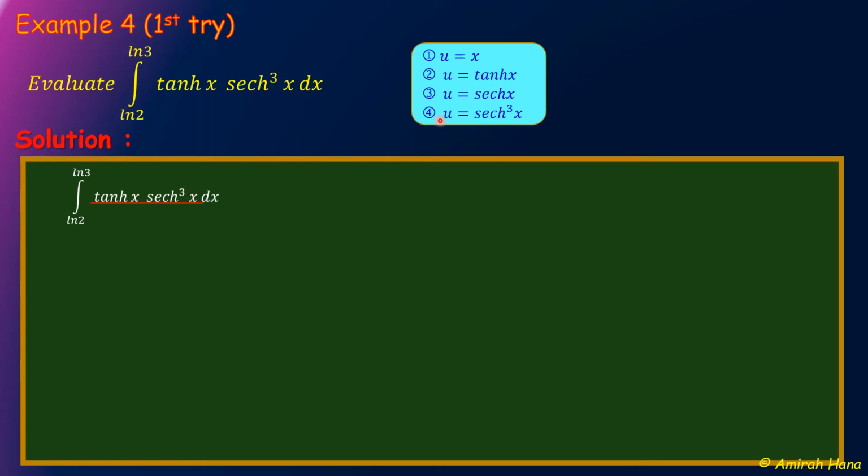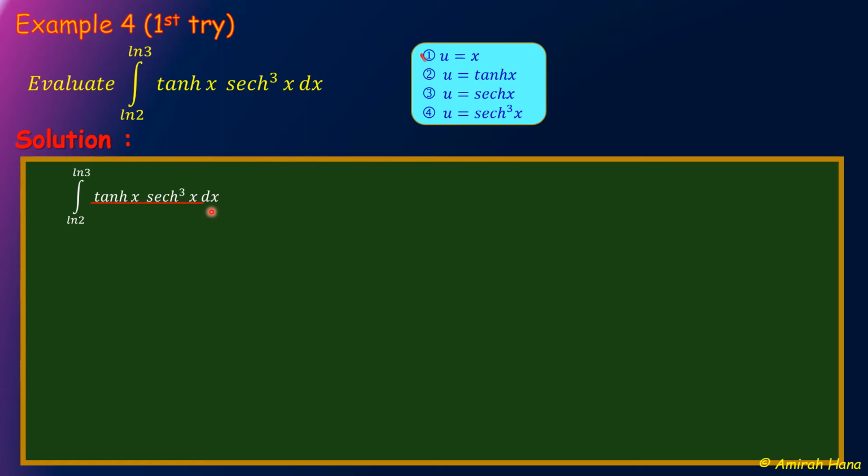And we can list down the possible u that we can choose. The first one, let's say we choose u equals x. The second one, let's say we choose u equals tanh x, because tanh x appears in this function. The third one, let's say we choose u equals sec x, or the fourth one, u equals sec cube x. We can try choosing any u that is given in this function.